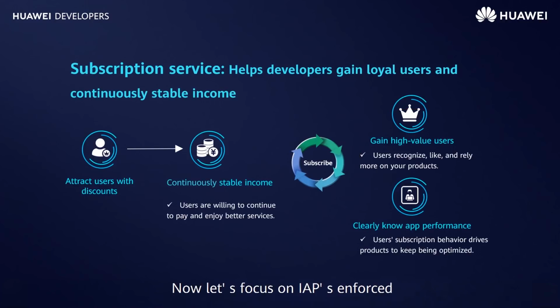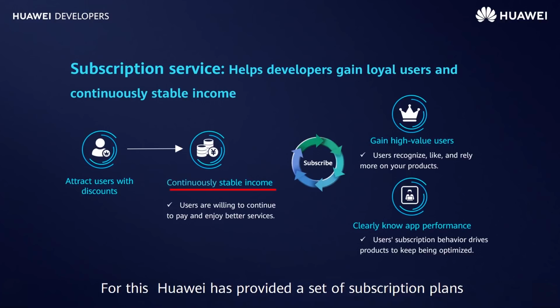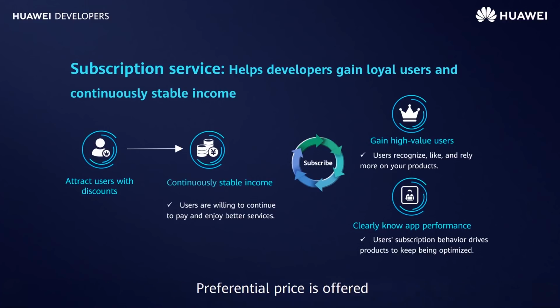Now, let's focus on IAP's enforced subscription services. The goal of subscription services is to help developers obtain loyal users and a sustainable and steady income. For this, Huawei has provided a set of subscription plans. A preferential price is offered during the promotion period to attract product purchases by users. That's the process from 0 to 1.